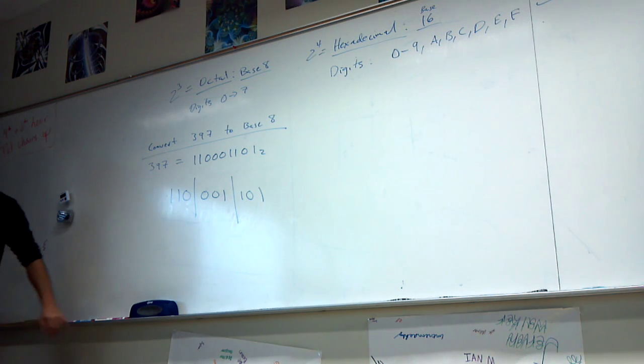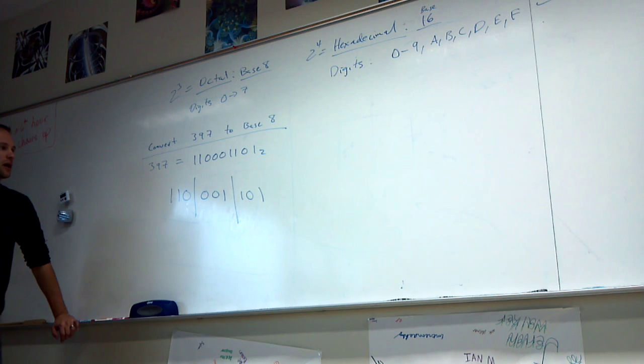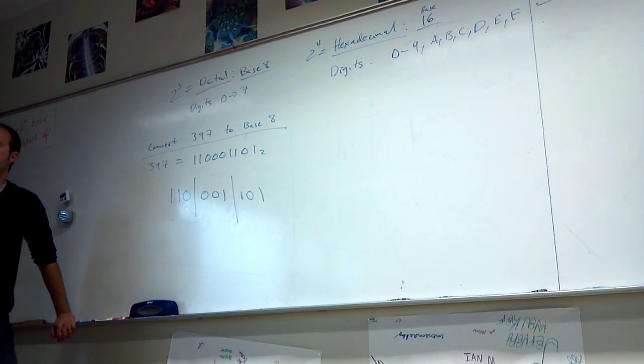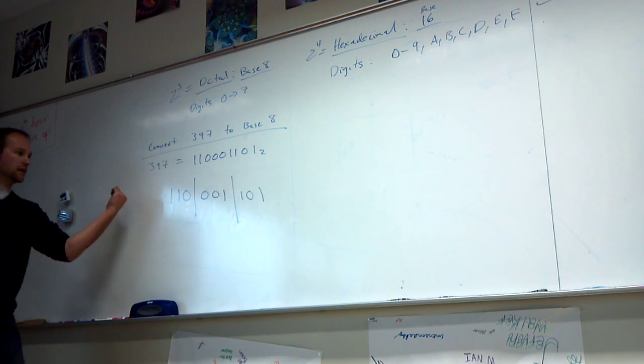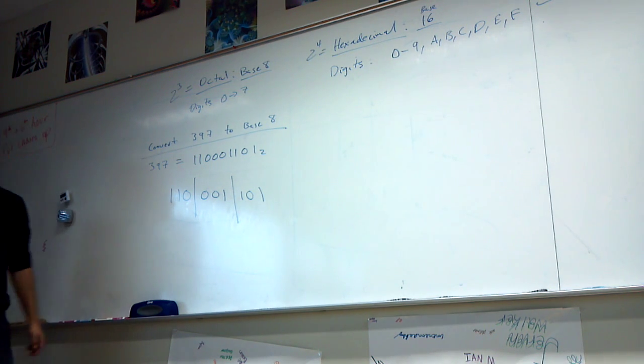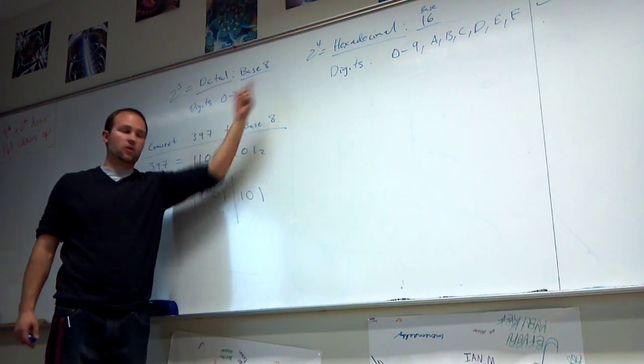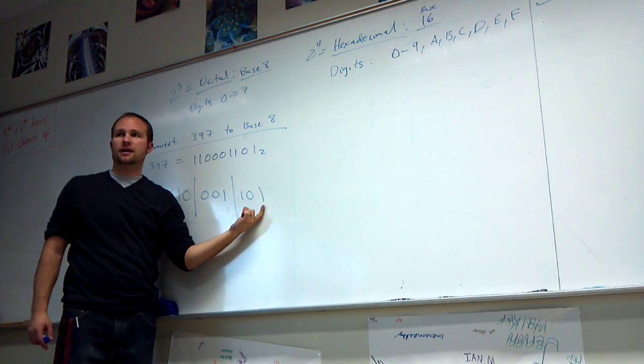Groups of 3 digits. If there's an extra one, we can just do one less. The extra will be at the left. Why did you break it up into 3? Because 2 to the 3 is 8. So we're going to break it into groups of 3 digits.